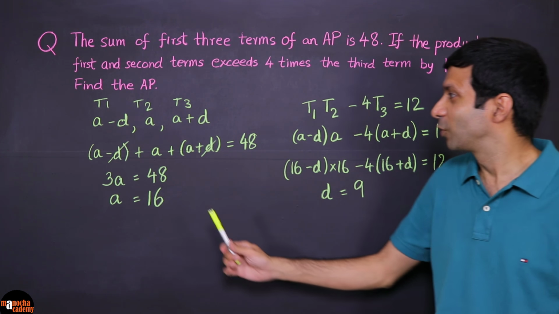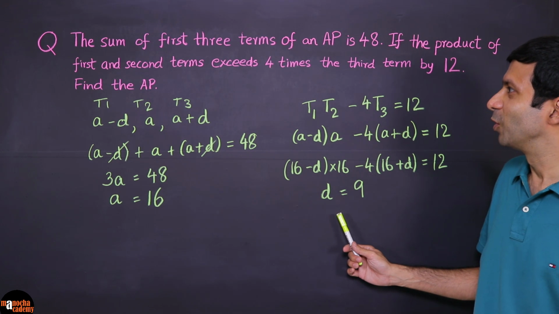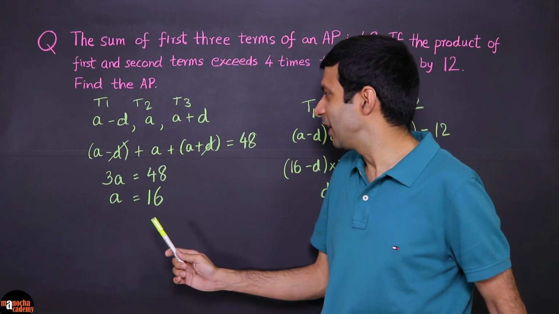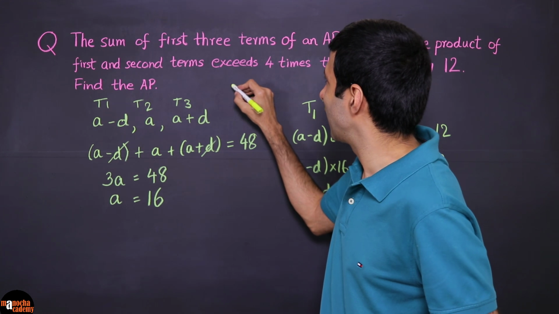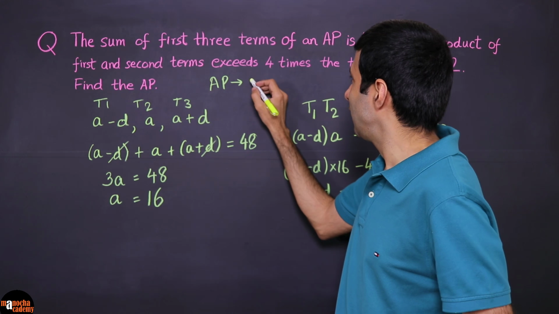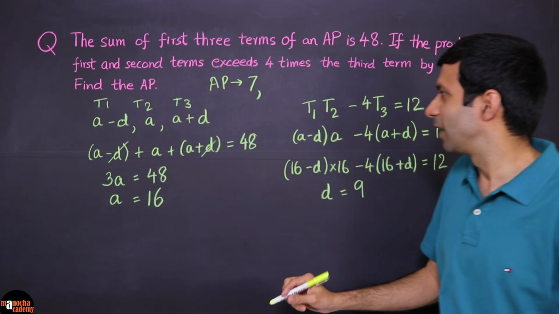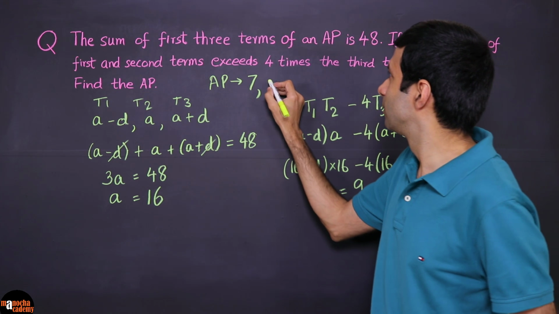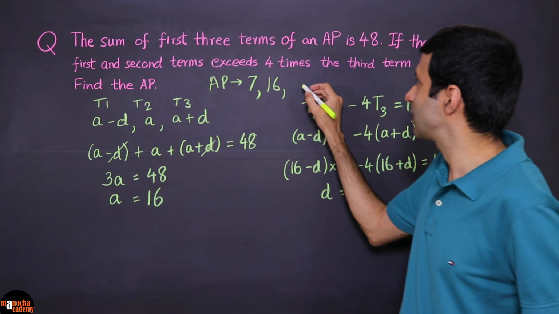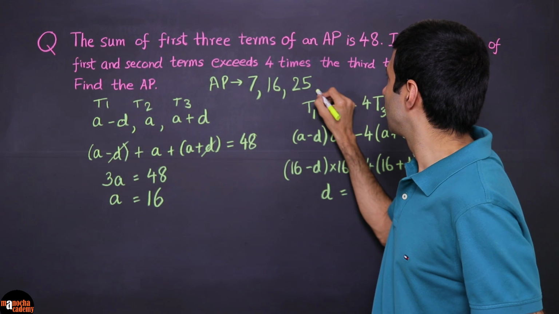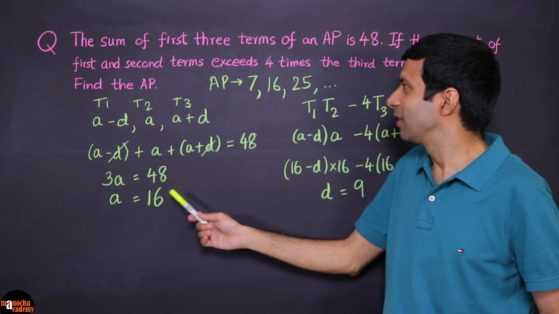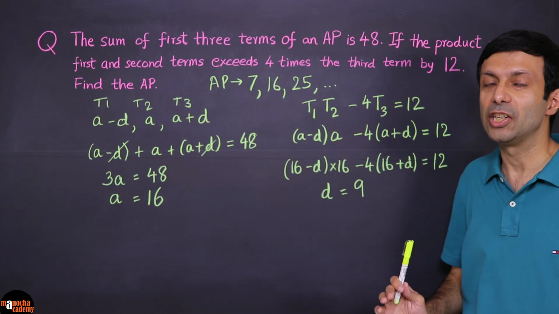Okay, so here we've solved for A and D. So it's very easy to find our AP now, right? So the first term of the AP is going to be A minus D, 16 minus 9. So our AP is going to turn out to be 16 minus 9, that's 7. And then you have the second term is A, so that's 16. And the third term is A plus D, 16 plus 9, 25, and so on. So we found our AP by solving these equations based on the conditions that were given to us.